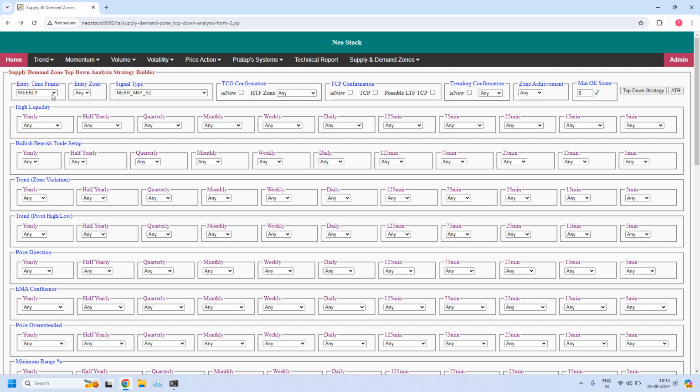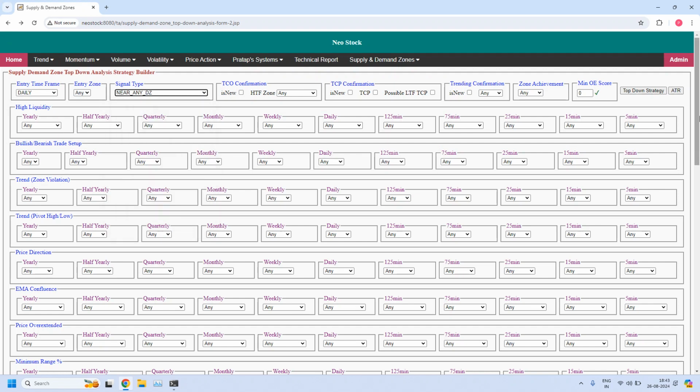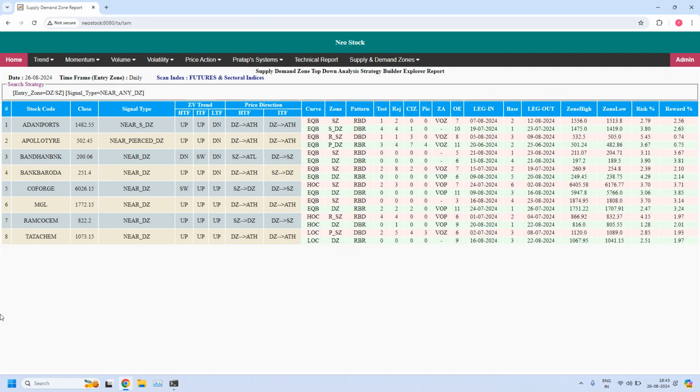So the next time frame is daily. Entry time frame is daily. Let us find the stocks near the daily demand zone. 8 stocks are filtered. Let us identify the high liquidity daily demand zones from the list.